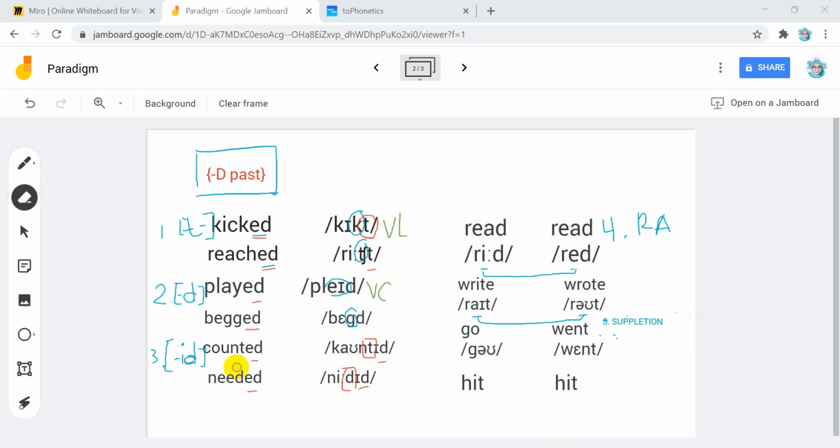Okay, so number 5 is suppletion. And the last one, to mark past form, sometimes there is no change at all. Like hit, still hit. Cut, cut. And then put. So in that case, because there is no change here, the sixth paradigm is zero morpheme.